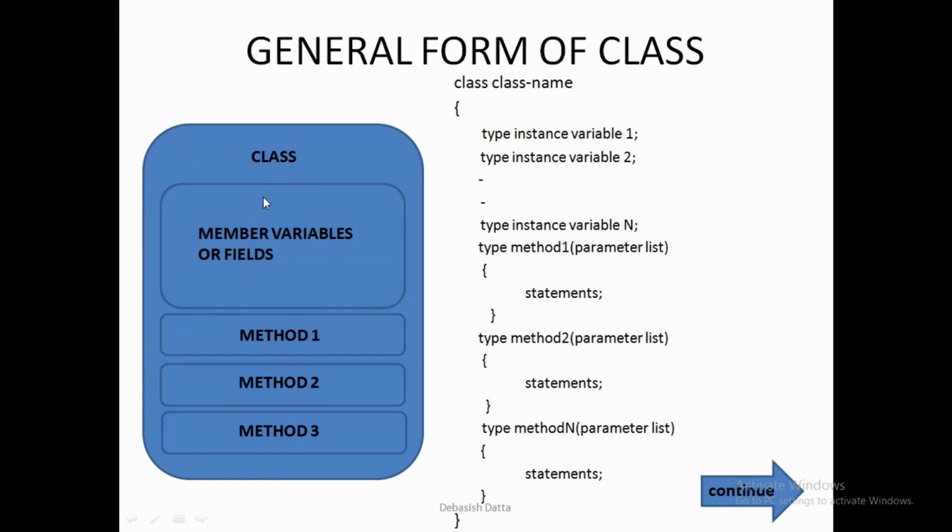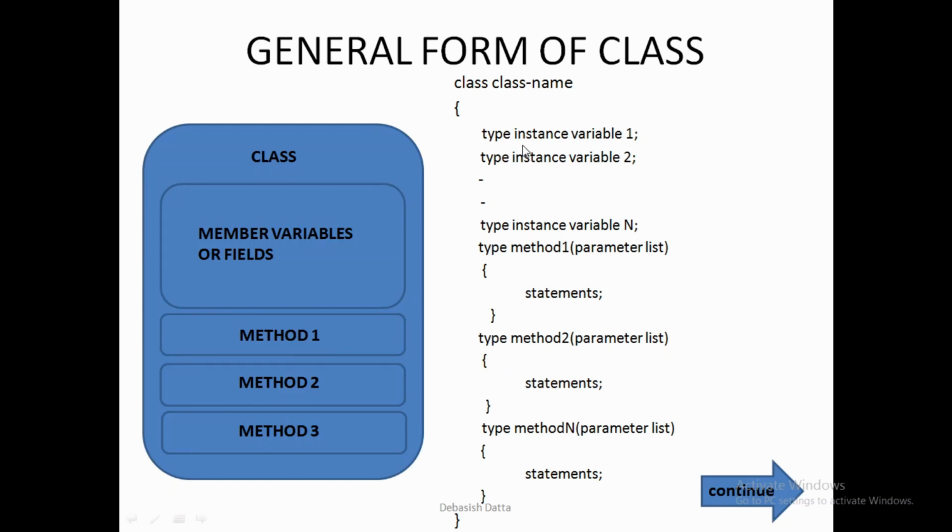A class consists of member variables or fields and methods. The general structure of creating a class looks like this. First we should write the class keyword, then the class name. This class name is user defined. We'll choose that. It should be mentioned here that the class name should be a valid identifier.